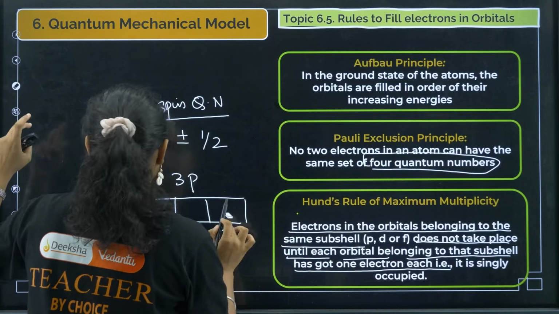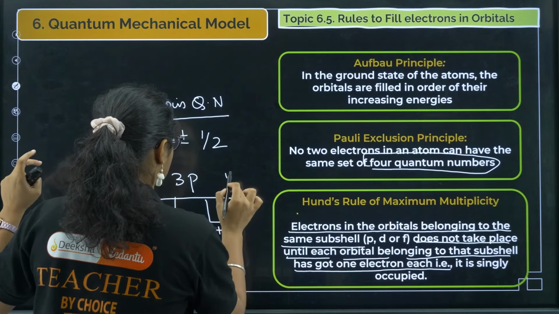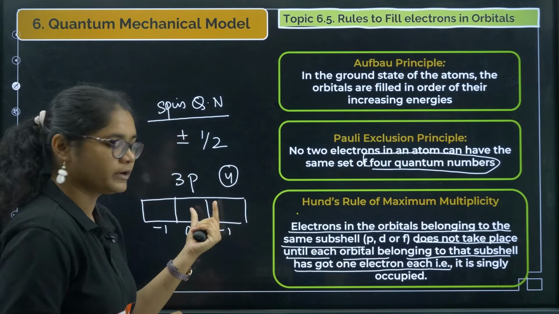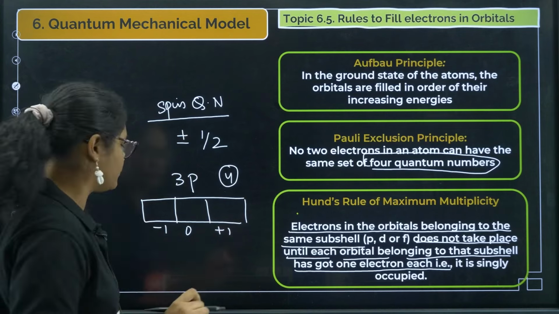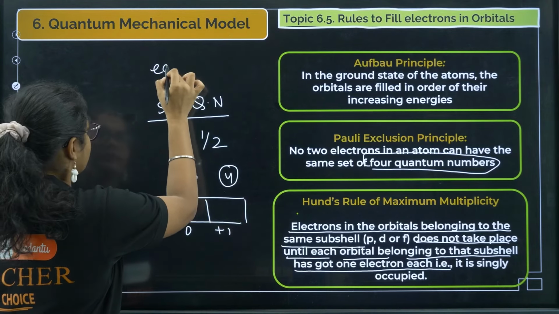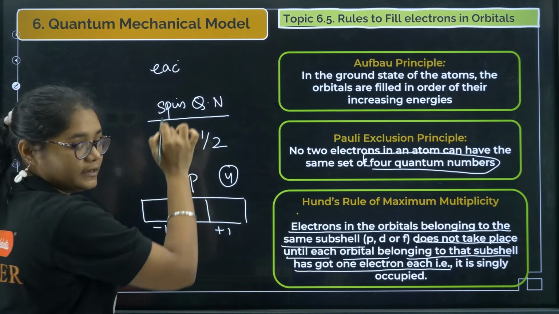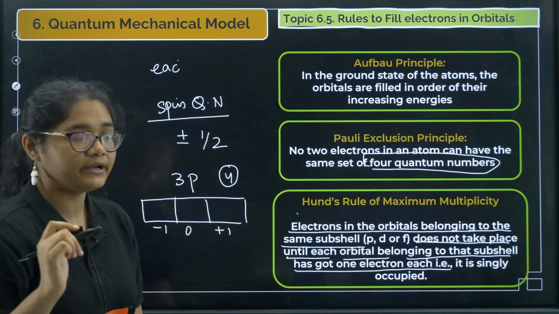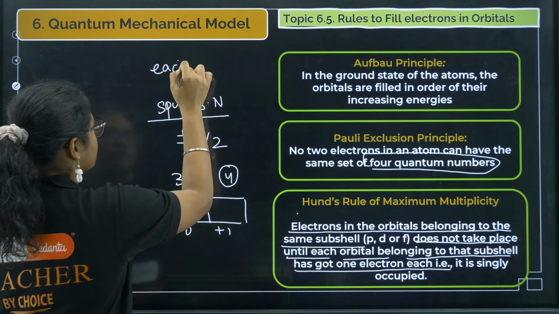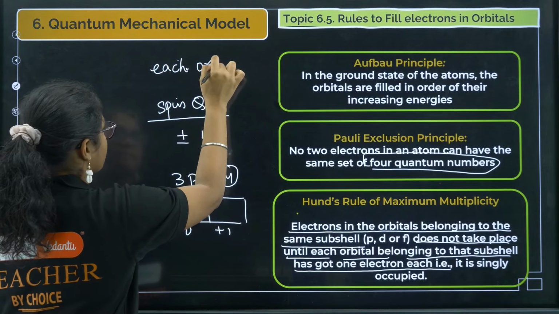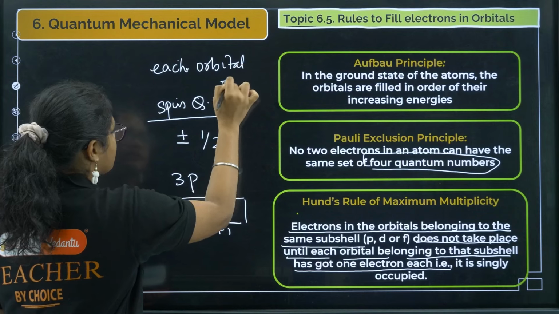Suppose you want to fill 4 electrons here. Remember one rule: in each orbital you can have only 2 electrons. In each orbital, how many electrons can you fill?